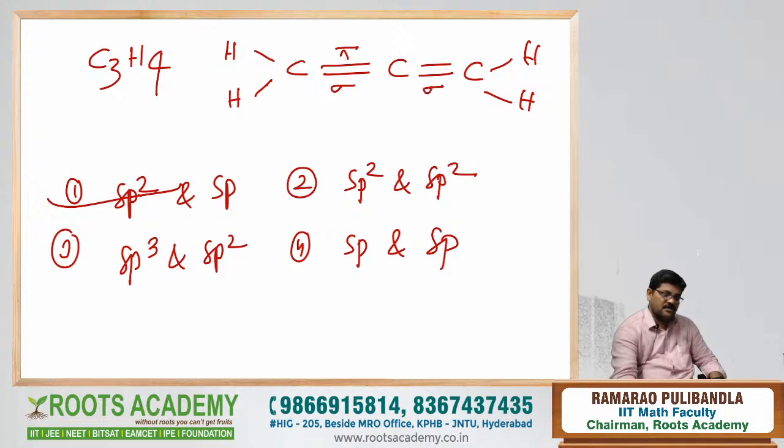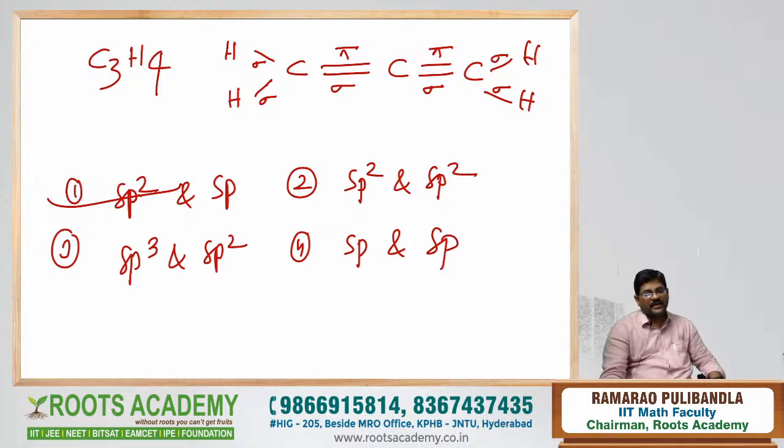Double bond means what? Sigma bond and pi bond. Yes. Single bond is always sigma bond. Yes or no? Yes. Therefore, this carbon has how many sigma bonds?